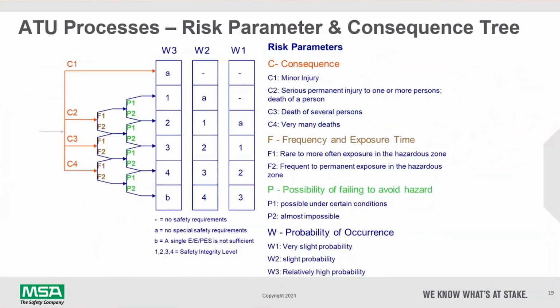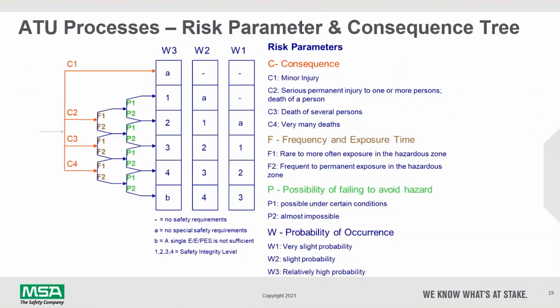Now that we've taken a look at a few case studies, now we need to determine what our device level SIL certification expectations are. So we'll make use of this risk parameter and consequence tree tool. And the way that this works is on the left-hand side, we'll be working from left to right. And on the right-hand side, we're going to be working from top to bottom.